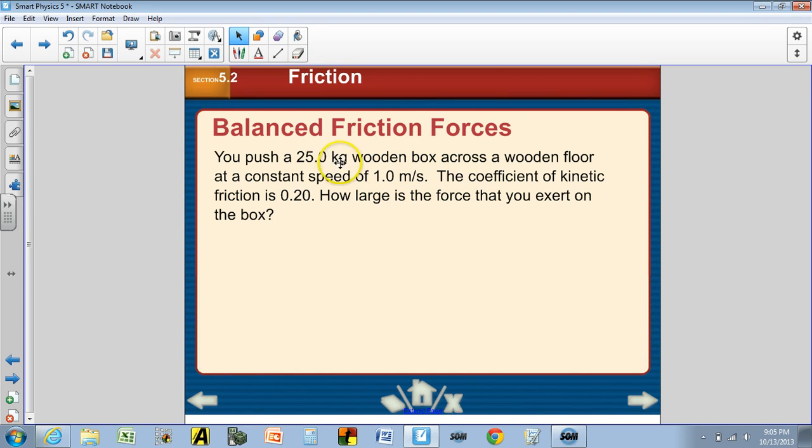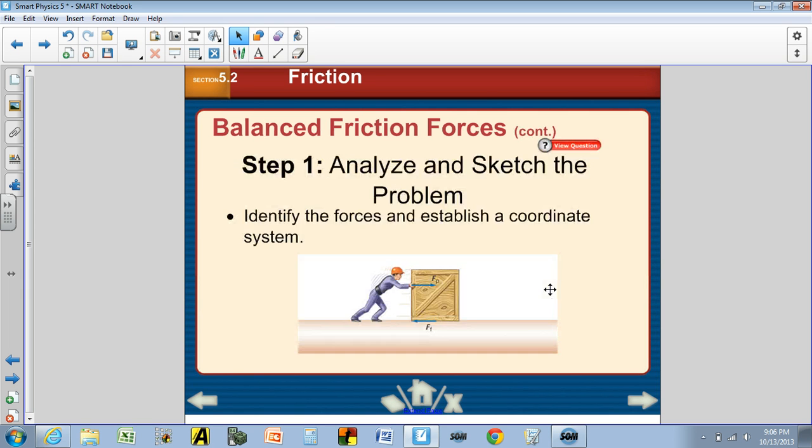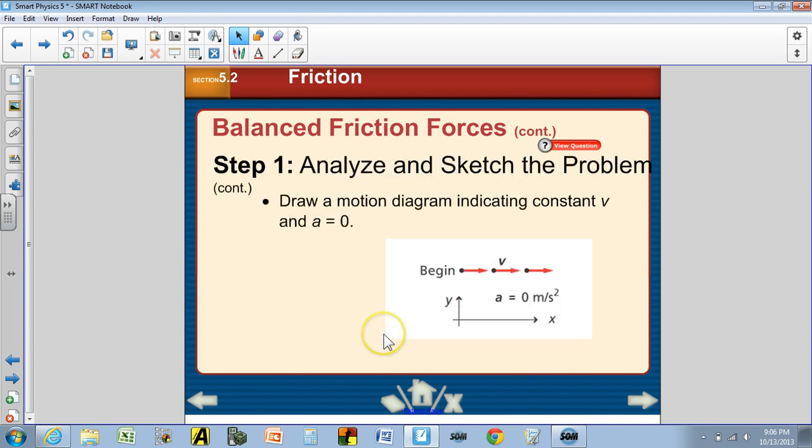You do have to convert the kilograms, which is mass, into a normal force, and then take that normal force and multiply it by 0.2, and that's going to tell you what the force of kinetic friction is. So again, here we have the problem. We're pushing the box at a constant rate of speed. The worker's pushing in this direction, friction's acting in the opposite direction.